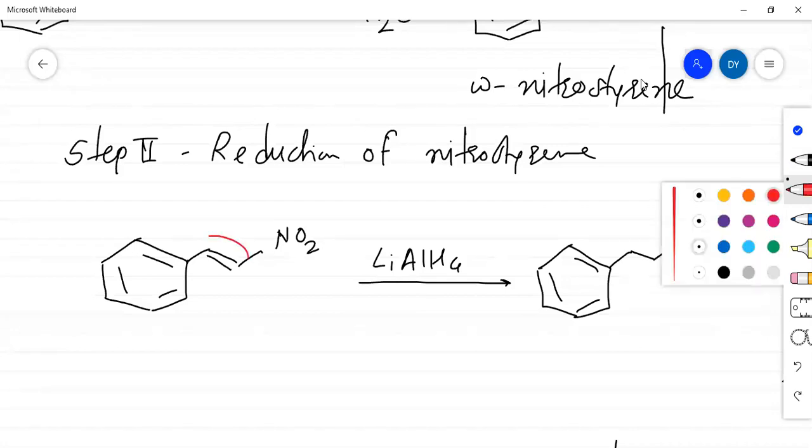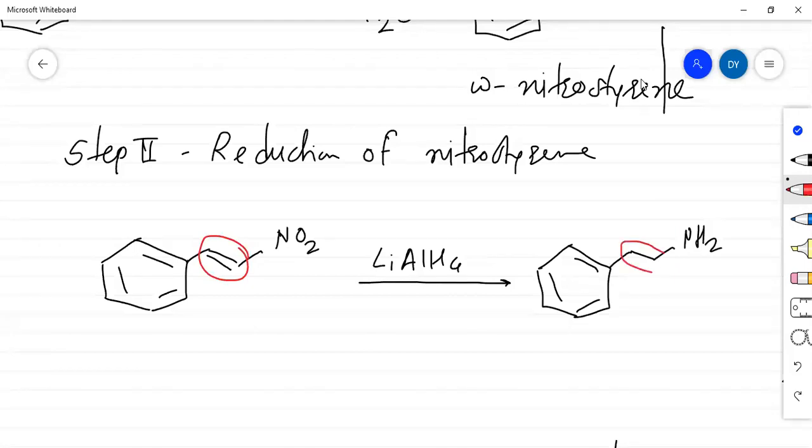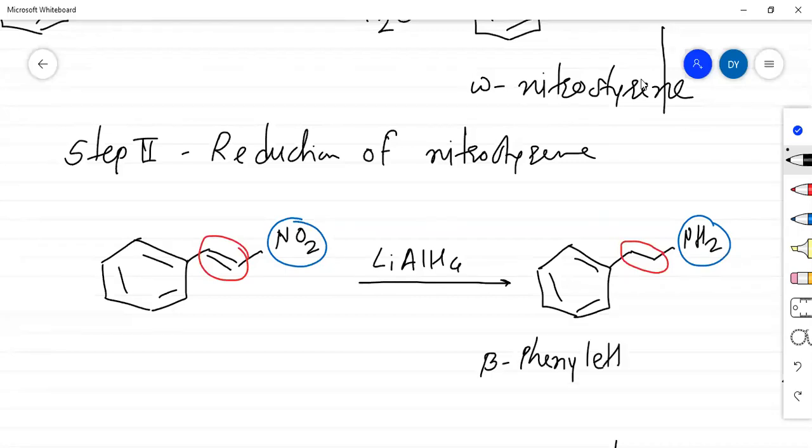So see here, this C double bond C is converted into C single bond C, and this NO2 group is reduced to NH2. Now what is the name of this compound? The name of this compound is beta phenyl ethyl amine. So in step number 2, there is a formation of beta phenyl ethyl amine.